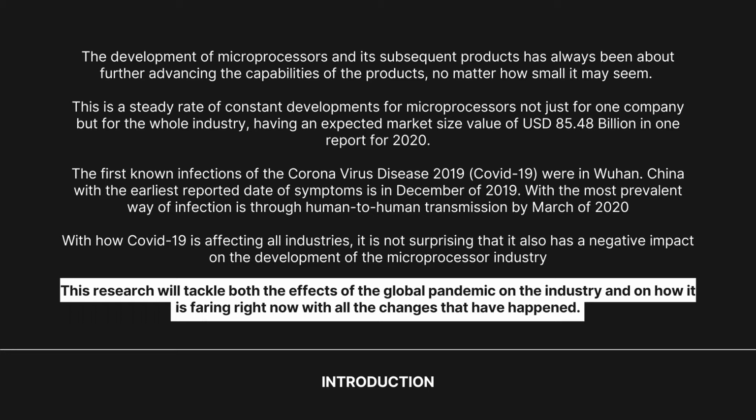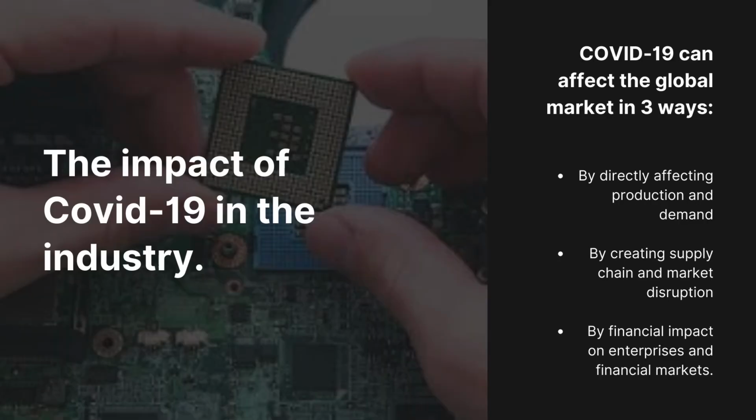The first known infections of coronavirus disease 2019 were in Wuhan, China, with the earliest reported date of symptoms in December of 2019. The most prevalent way of infection is through human-to-human transmission by March of 2020. With how COVID-19 is affecting all industries, it is not surprising that it also has a negative impact on the development of the microprocessor industry.